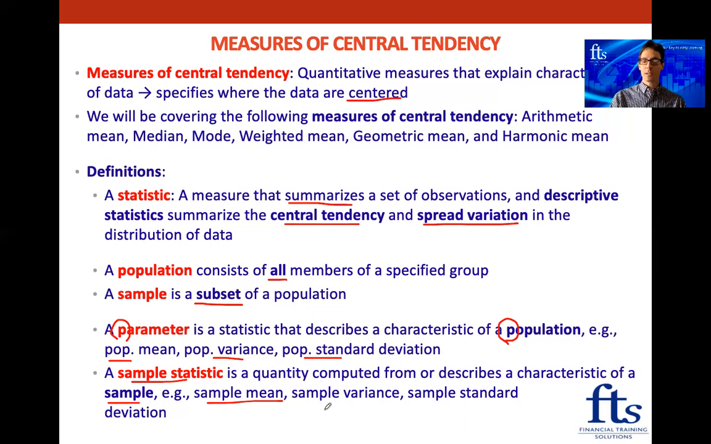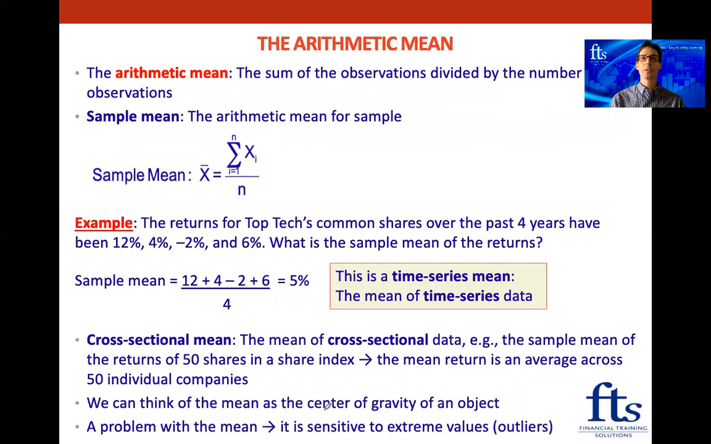Great, so let's get started then with our first measure of central tendency, which is something we know very well, the arithmetic mean. We just sum up all the observations, and then we divide that by the number of observations that we have. The sample mean, of course, is just going to be an arithmetic mean for our sample. The sample mean has this symbol over here, X with a bar on it, which we pronounce X bar.